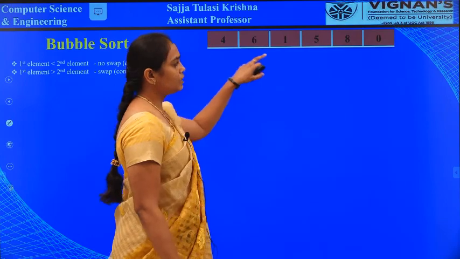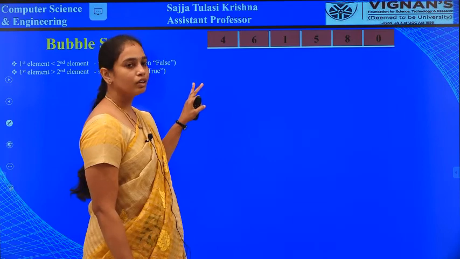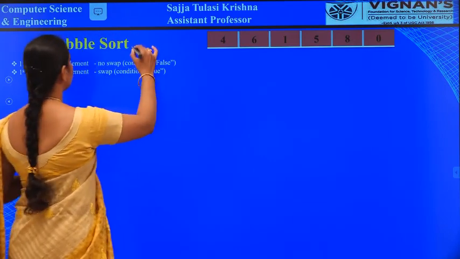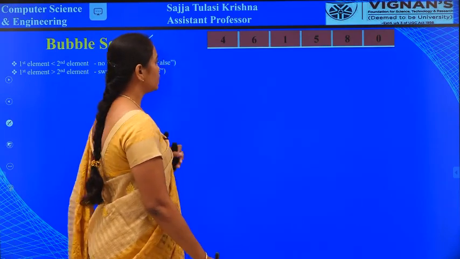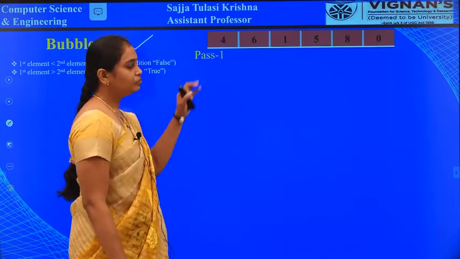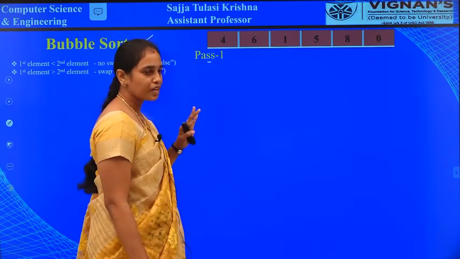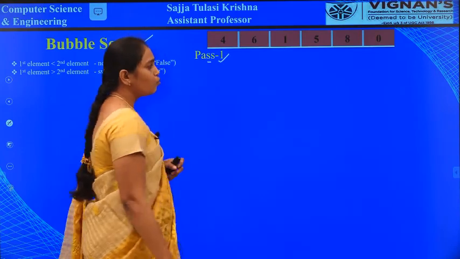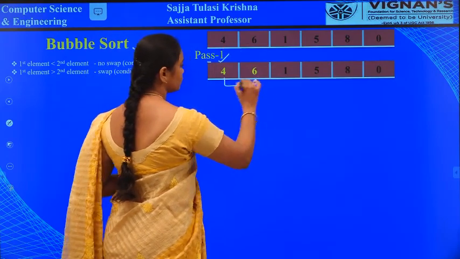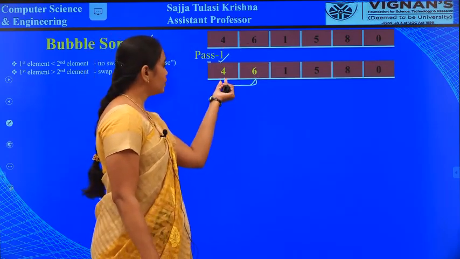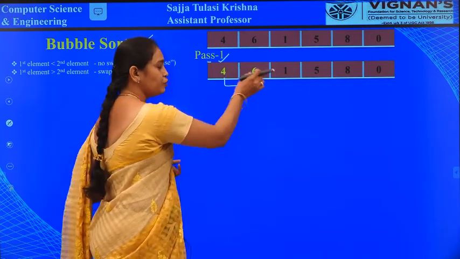Is this a sorted list or an unsorted list? Unsorted list. Now with the help of bubble sort, we will sort this list into a sorted list. Now see, coming to the first pass. What we do first is called the first pass. In the first pass, first the consecutive elements are compared, meaning side by side elements.